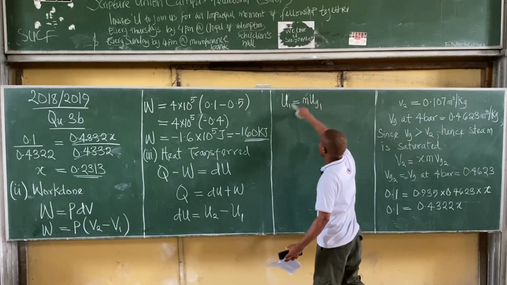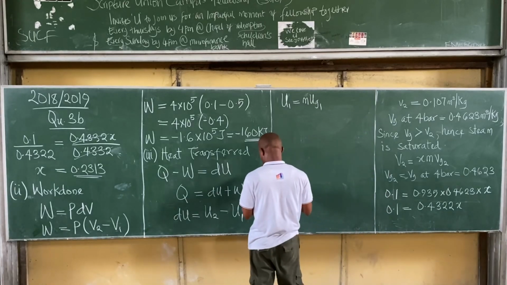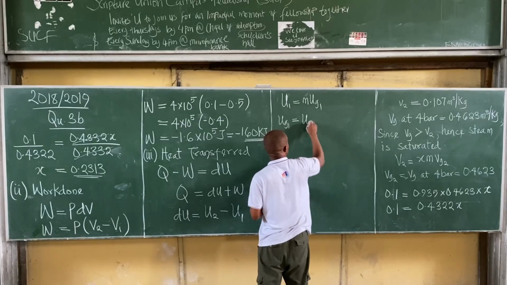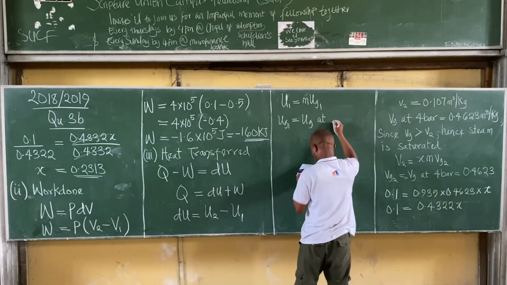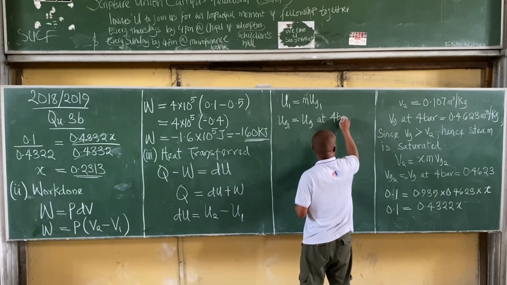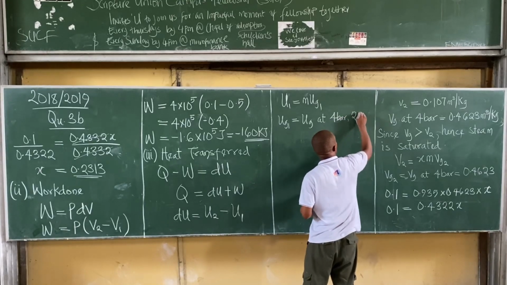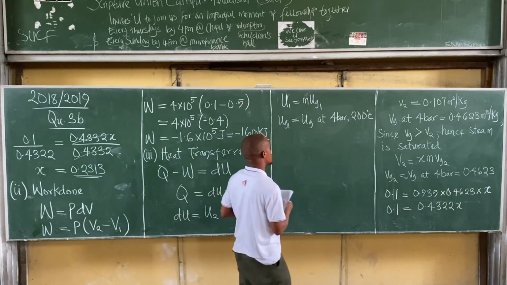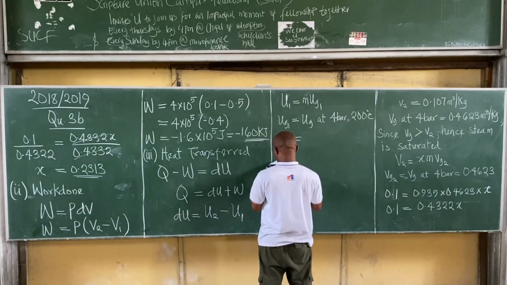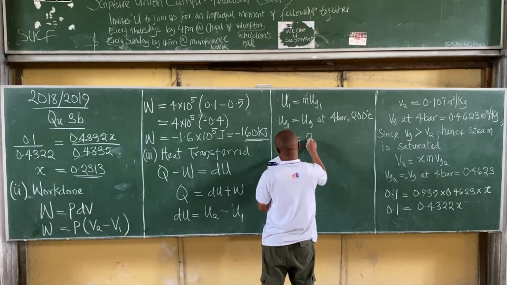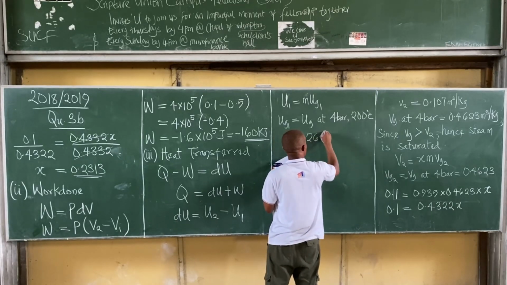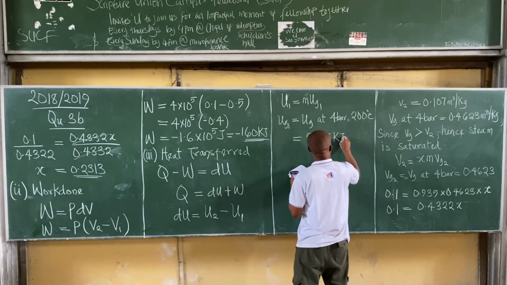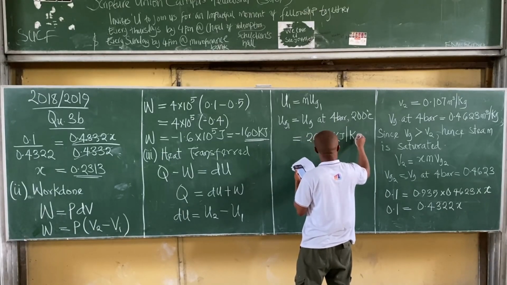Okay, for the superheated steam. We know that UG1 equals UG at 4 bars and a temperature of 200 degrees Celsius. So let's check using our superheated steam table. We have that this equals 2648 kilojoules per kilogram, right? Yes.